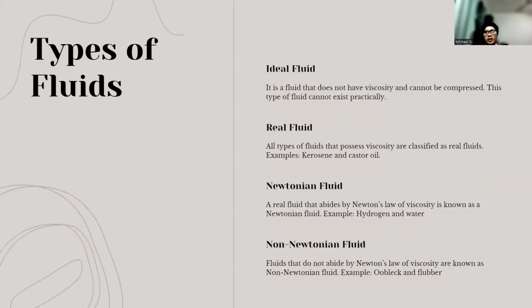Basically, I already explained about fluid properties. There are several types of fluids. There are four types of fluids. First, ideal fluid: the fluid which is non-viscous or frictionless and incompressible is called ideal fluid.